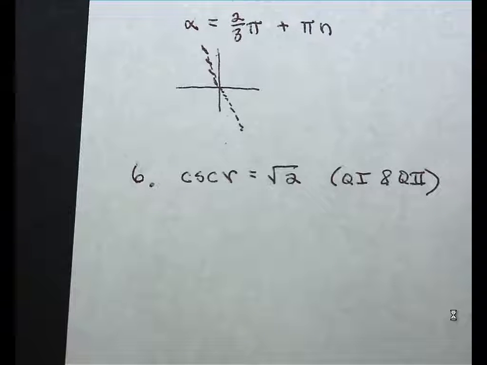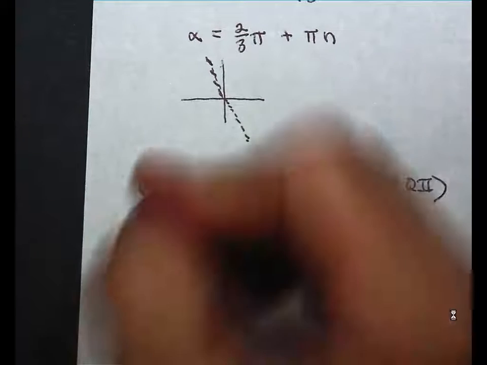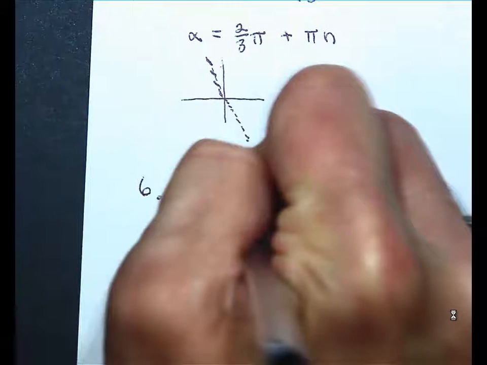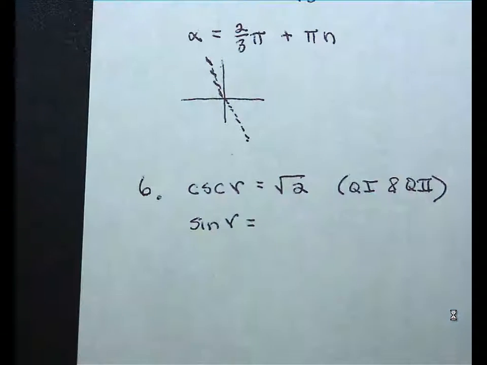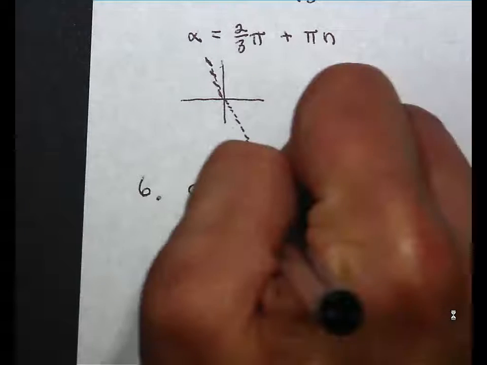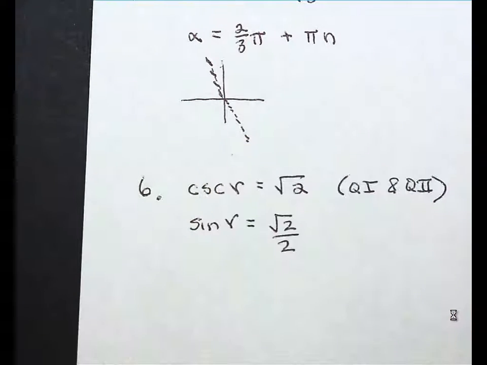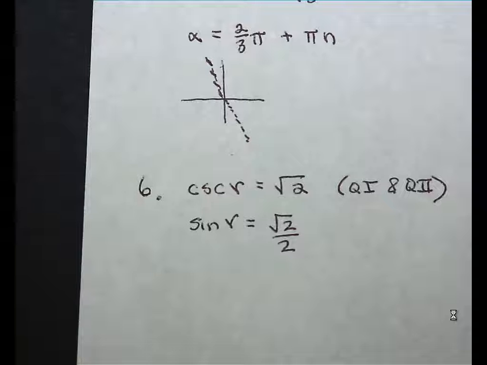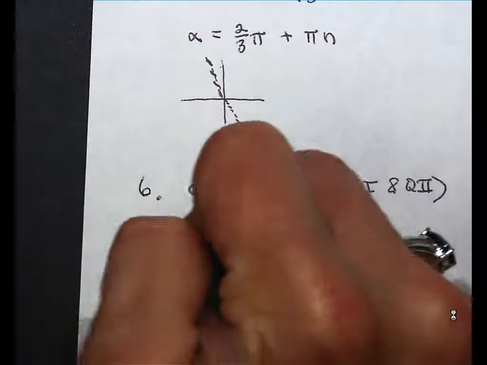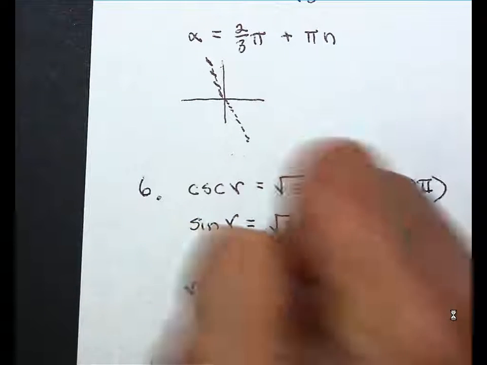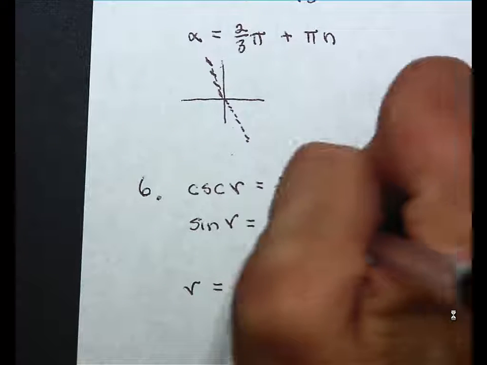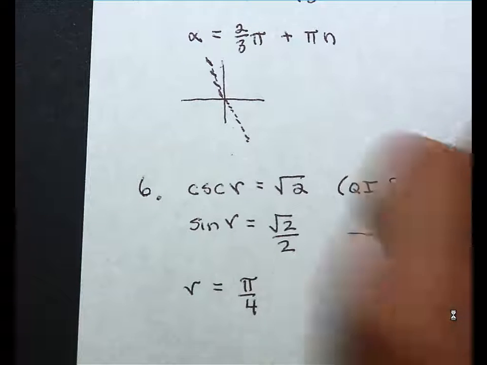And it helps me to say if cosecant gamma is square root of 2, then sine gamma is 1 over square root of 2. What is that when you rationalize it? Yeah, square root of 2 over 2. So what would be the first quadrant angle where sine is square root of 2 over 2? Gamma equals pi over 4. Here's my mental image right here.